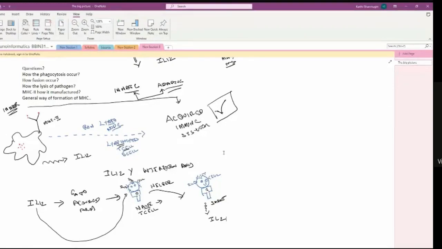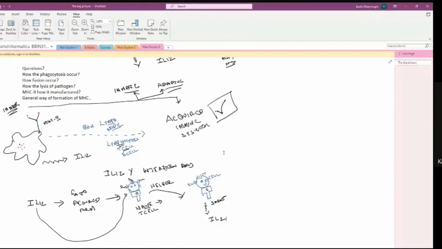It exposes the broken bacteria to the surface of the cell. After phagocytosis, it exposes the broken bacteria to the MHC2, after which IL-12 is released, which goes to the lymph nodes and is presented to the lymphocytes. Okay, T cell.